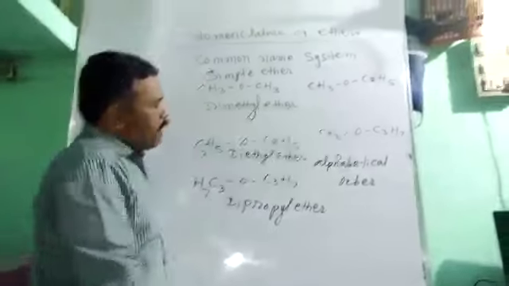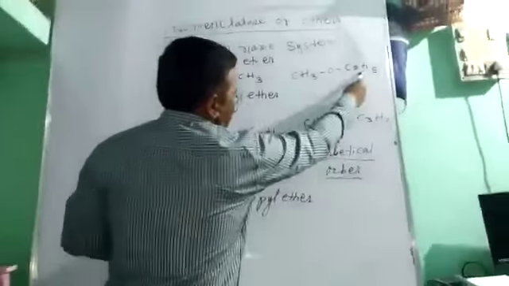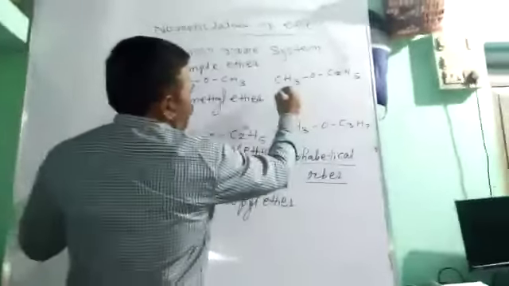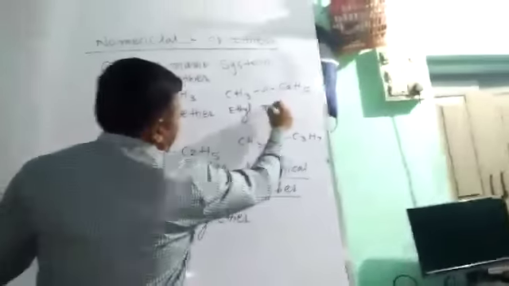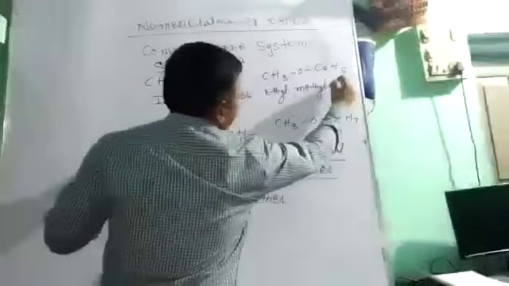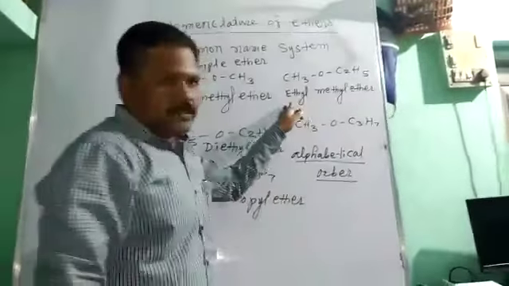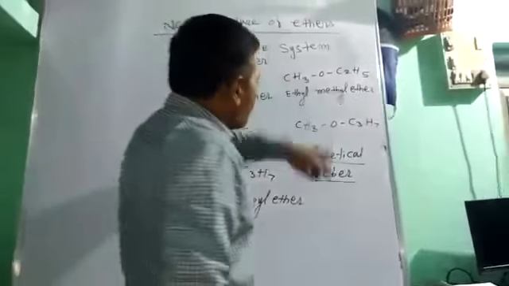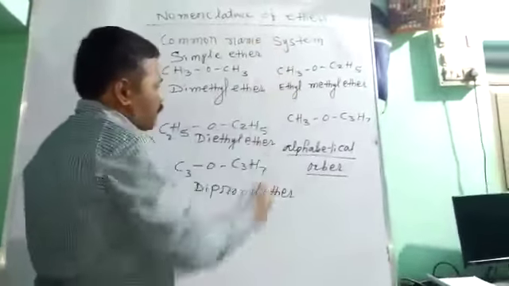The first letter of the different alkyl groups attached, you have to follow alphabetical order. For example, C2H5 is an ethyl group and CH3 is a methyl group. So in the case of ethyl, E comes before methyl, M. So ethyl methyl ether will be the common name of this ether, and not methyl ethyl ether. That would be wrong, because alphabetical order should be followed between the two different alkyl groups.